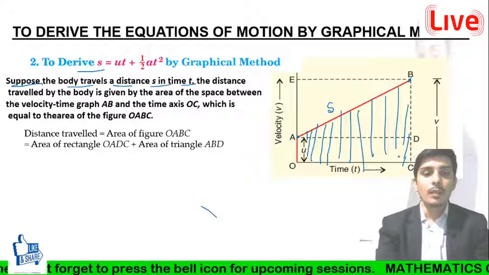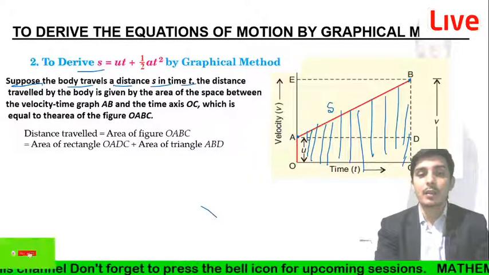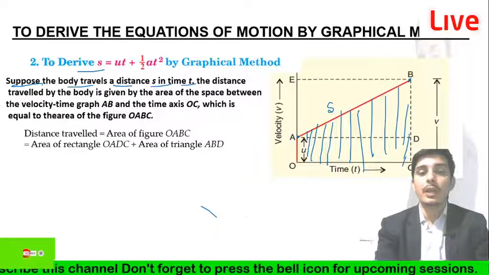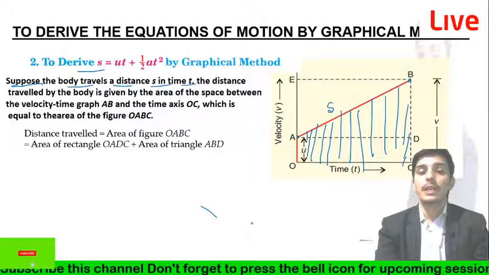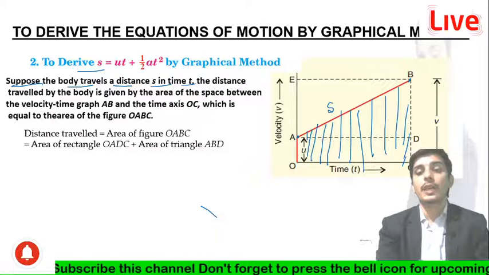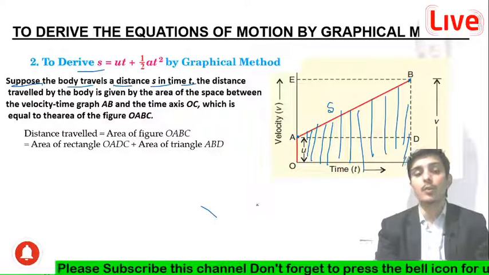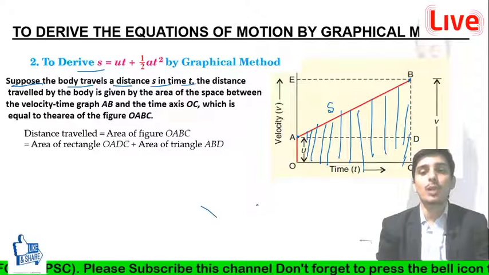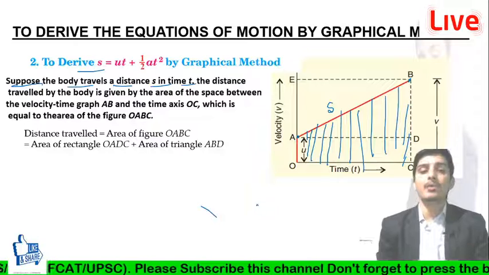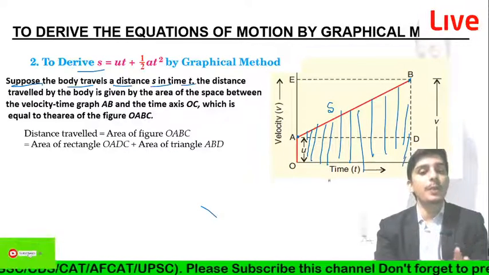So we can say that the area between the velocity-time graph AB and the time axis OC is equal to the area of OABC, right? So first of all we are going to find the area of OABC, and we know that this figure contains what, guys? You can directly apply a formula. What formula? The trapezium formula, otherwise you can apply another approach, because this figure contains two figures, right?